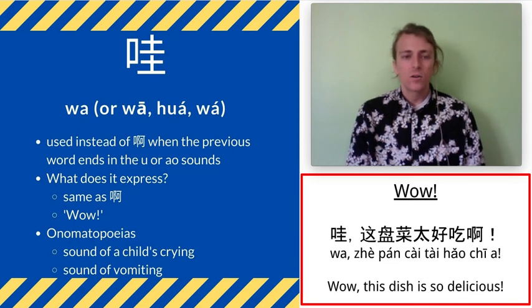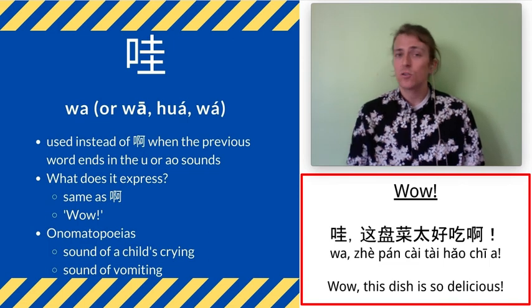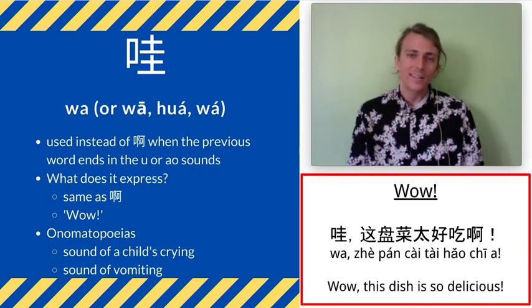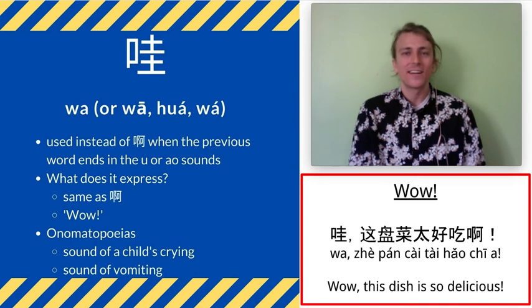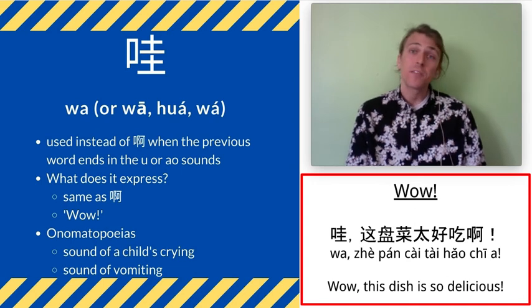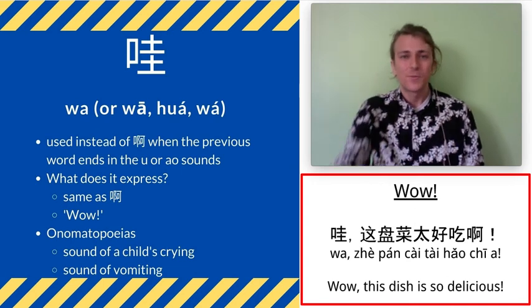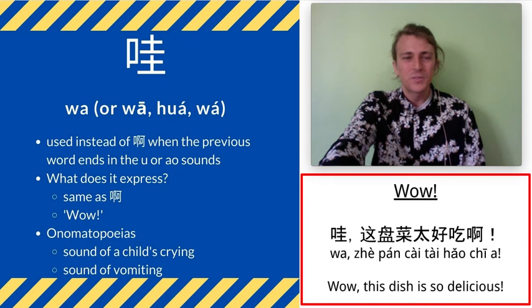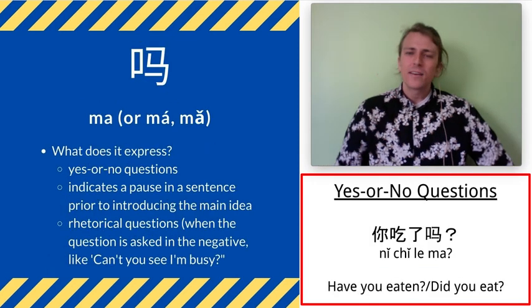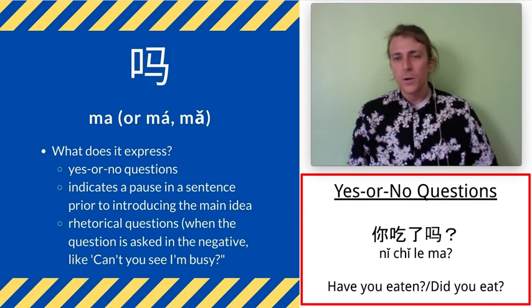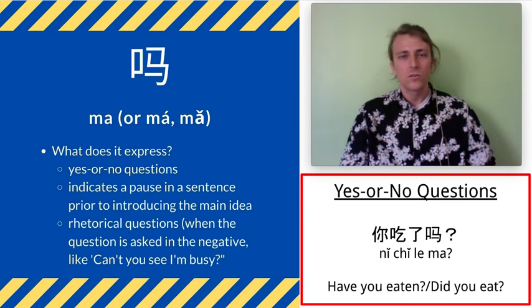Wa is also an onomatopoeia in Chinese. It can be the sound of a child crying, much like wah in English, but we'd say wa in Chinese. And it can also be the sound of vomiting, which I don't know when you'll use that in your writing, but maybe you will.